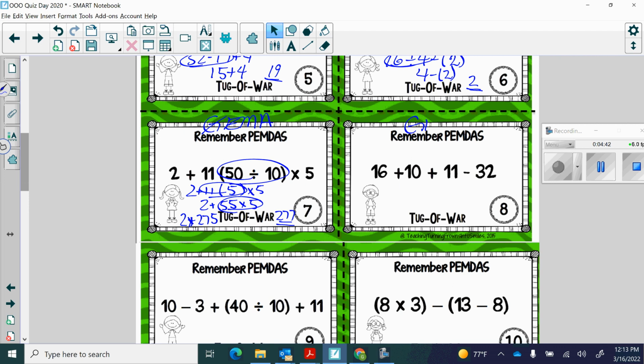Next one, GEMMA. We have no groups. We have no exponents. We have no multiplication or division. So we're literally just going straight across. Gives us 26 plus 11 minus 32. Gives us 37 minus 32.